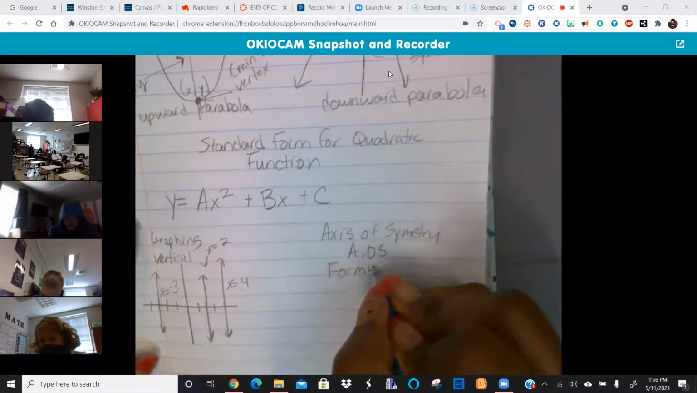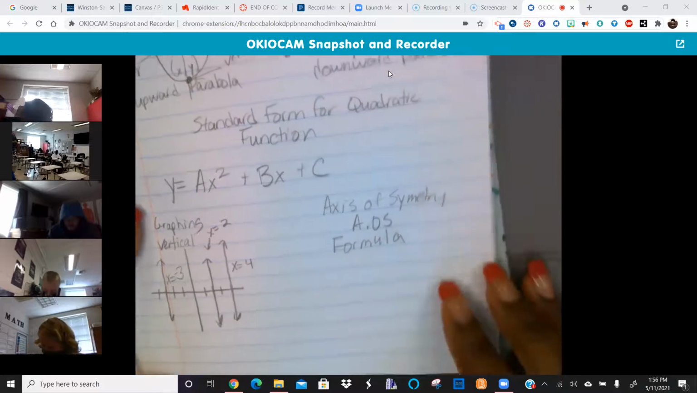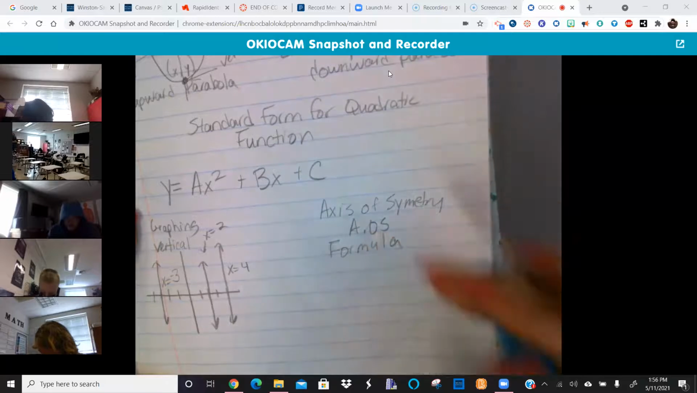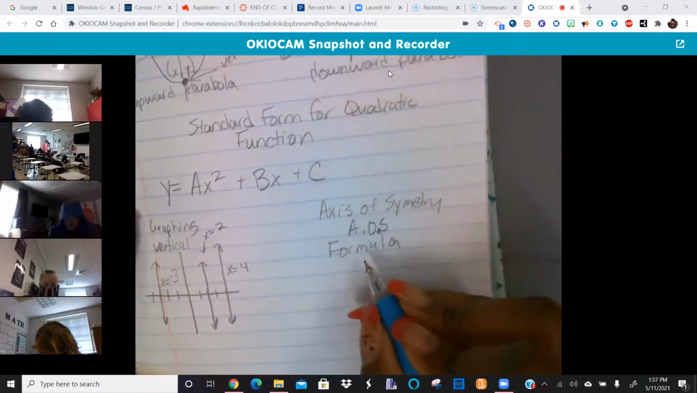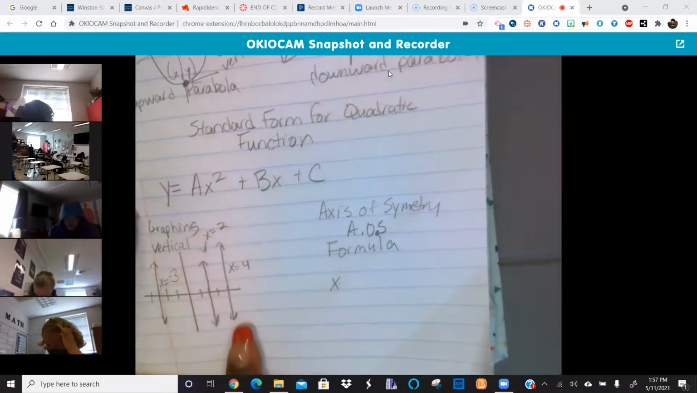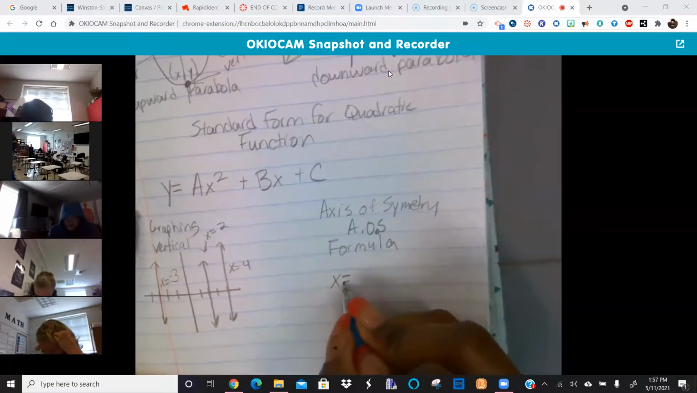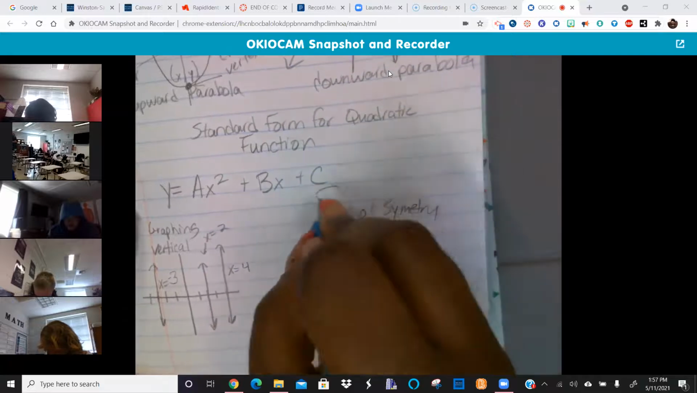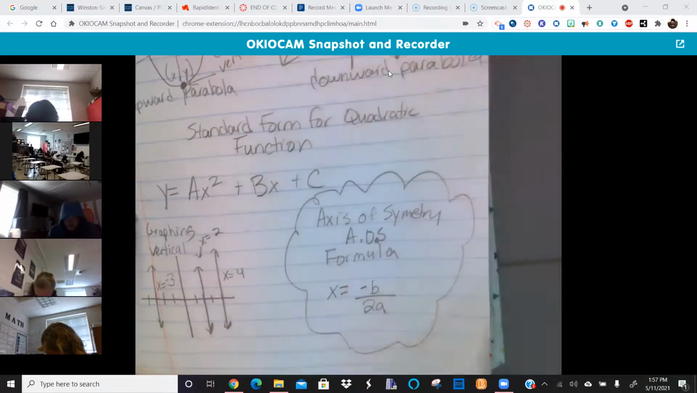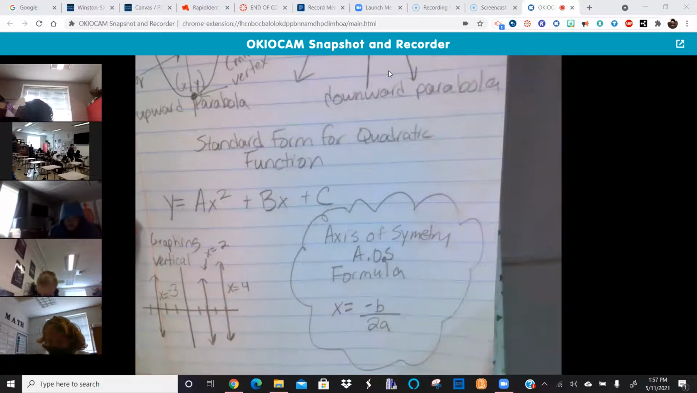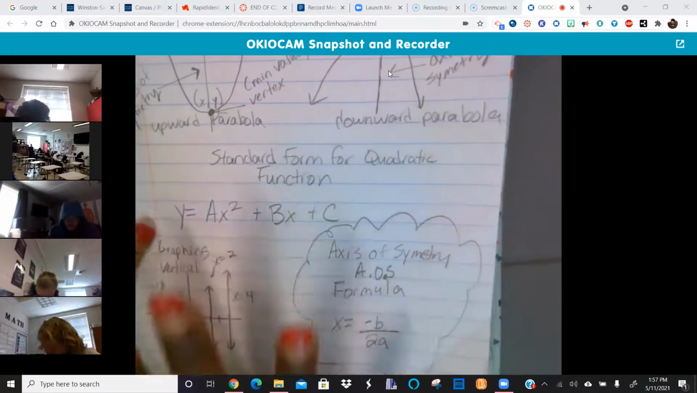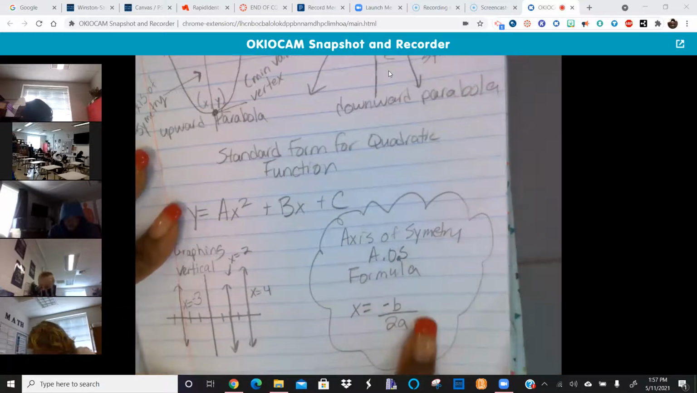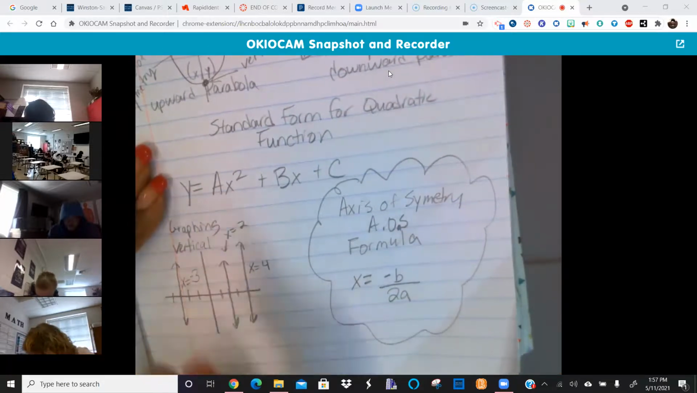Cool beans. Okay. All right, so your axis of symmetry formula, and the abbreviation that they use for axis of symmetry is AOS. The formula is x is equal to, because it is a vertical line, -b divided by 2a. That's the formula. Okay. The last thing I'm going to tell you about this, and then I'm going to let you go, is that we'll get more in depth with this tomorrow. Not tomorrow, but Thursday.